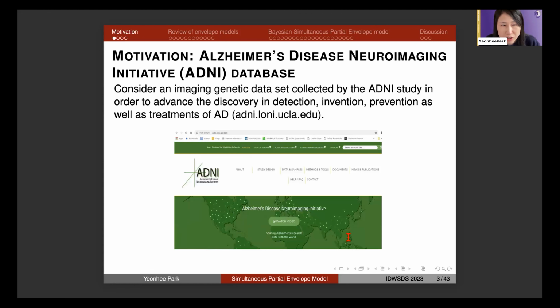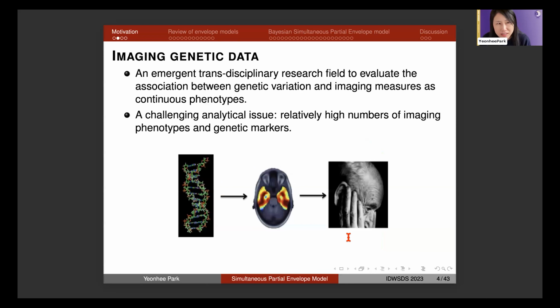So the motivation is the study of Alzheimer's Disease Neuroimaging Initiative, shortened to ADNI. The ADNI study has collected imaging genetic data in order to advance the discovery in detection, intervention, prevention, as well as the treatments of Alzheimer's disease. Imaging genetics is an emergent transdisciplinary research field to evaluate the association between genetic variation and imaging measures.